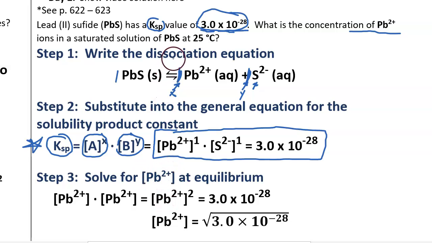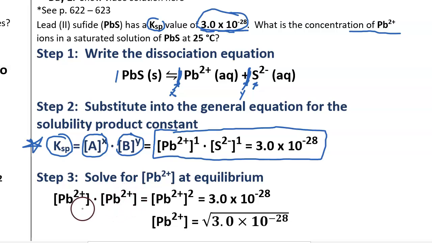From our dissociation equation, we can see that there's an equal amount of lead ions created as there is sulfide ions. I know that it's an equal amount of each because they both have the same coefficient of 1 in front of them. So in place of the concentration of the sulfide ions, we can put something that's equal to that, which is the concentration of lead ions.